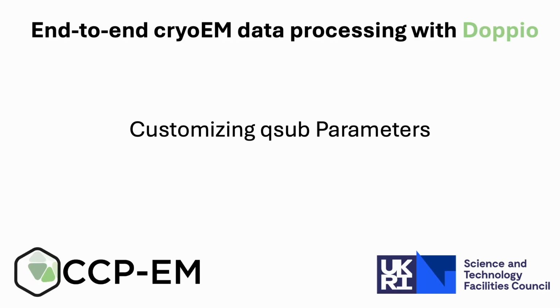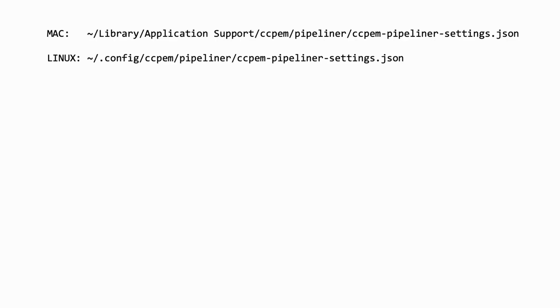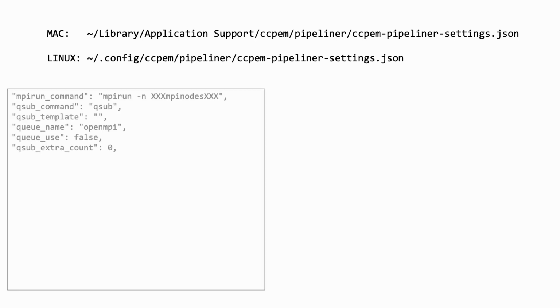Doppio also allows for the addition of custom submission variables to submission script templates. The qsub parameters can be customized by editing the pipeliner settings file found in Library Application Support on Mac or .config in Linux. Defaults for the MPI run command, queue name, qsub command, and the location of the template file can be set by adding the above lines to the file.